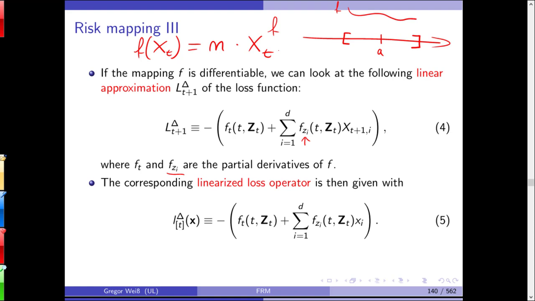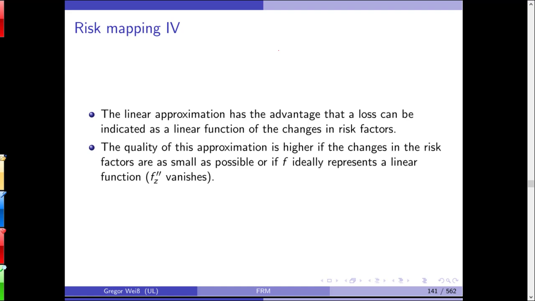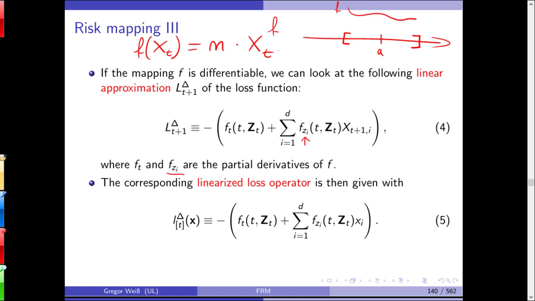So this is why sometimes we're interested in simplifying the risk mapping. For a stock investment, no one needs to simplify n times x. That's already quite simple. But for financial derivatives, the pricing formula is much more complicated. Okay.